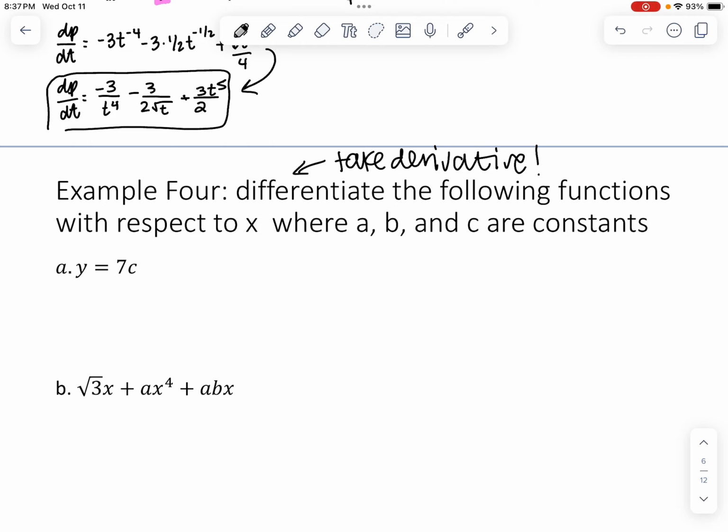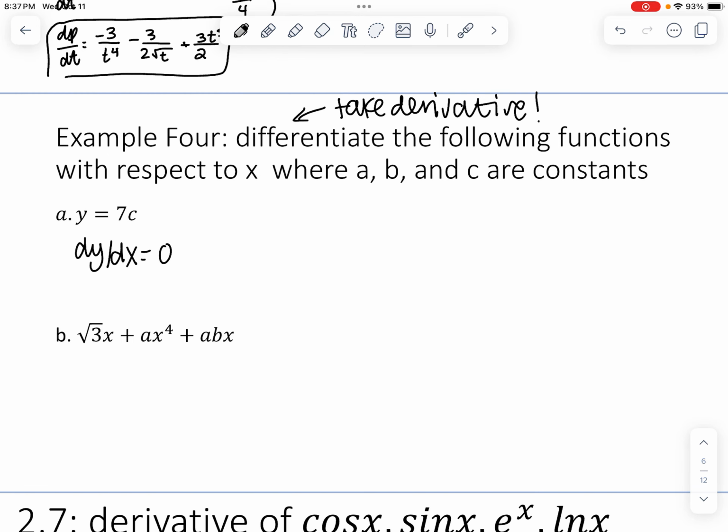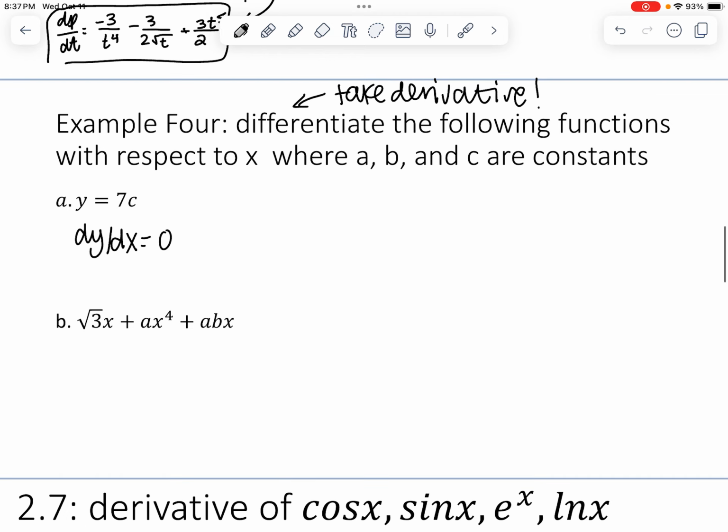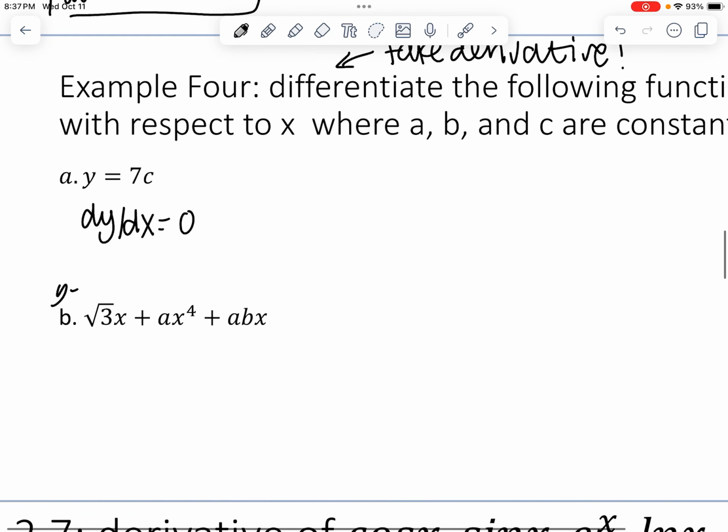So that just means it's like 7 times 4, right? So the derivative of 7c, dy dx, that's just 0. Because if c was 2, it would be 14. The derivative of 14 is 0. For this next one, it would be dy dx. The square root of 3 is just a constant. Again, the derivative of 3x is 3. So the derivative of square root of 3x is square root of 3.